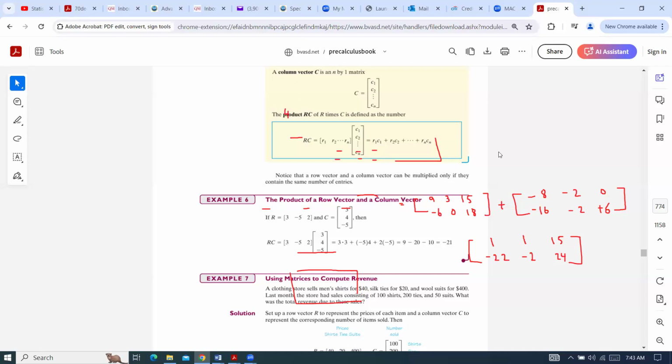So anyways, I will take a look at example 6, which has an extremely unusual procedure. It's called multiplying matrices.